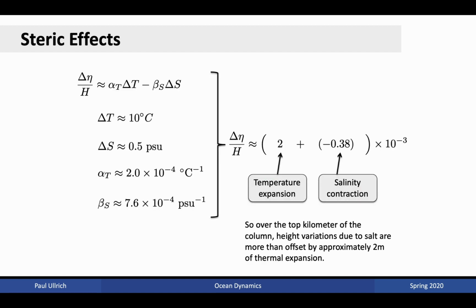So if we plug these two terms into the expression for variations of the free surface height, what we find is that the temperature expansion is approximately responsible for about 2 meters of total expansion over the subtropical gyre, and salinity is responsible for driving a contraction of about minus 0.38 meters. So over the top kilometer of the ocean, the height variations due to salt are more than offset by approximately 2 meters of total thermal expansion.